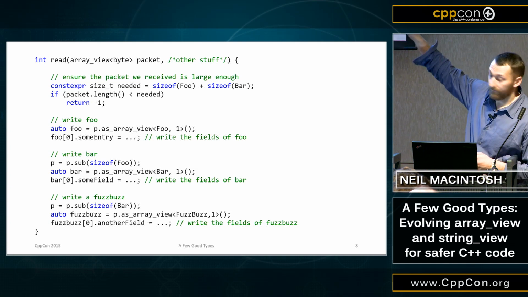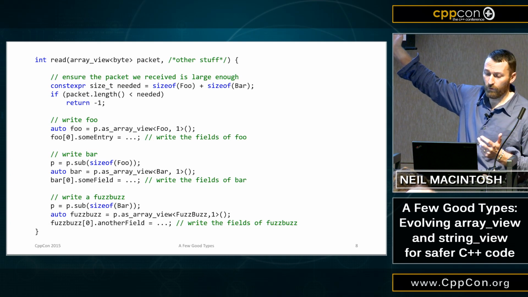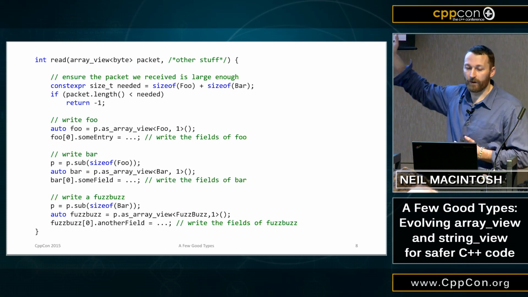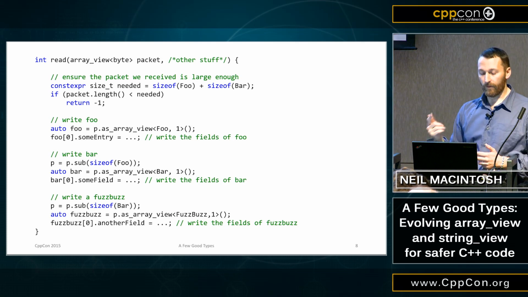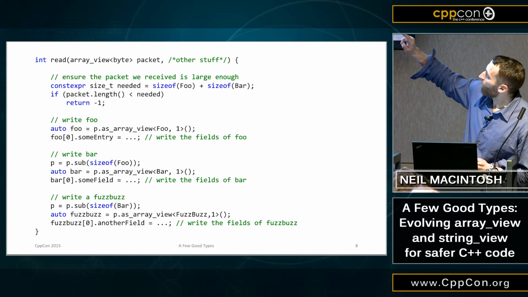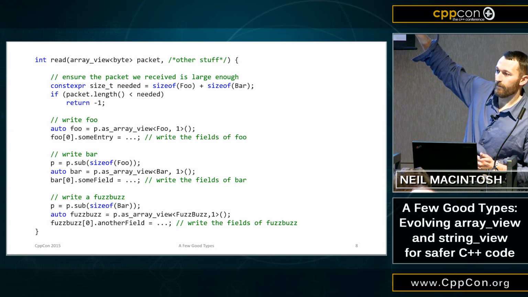But really, it's doing the same work up the front there, right? It's still making the same mistake. It's saying, hey, did I have enough room for a foo and a bar? If I didn't, return -1. And then we write the foo, but now we're doing something really different. And no, I'm not talking about the auto that makes me look cooler there. What we're doing now is we're saying we got an array view of byte in packet.